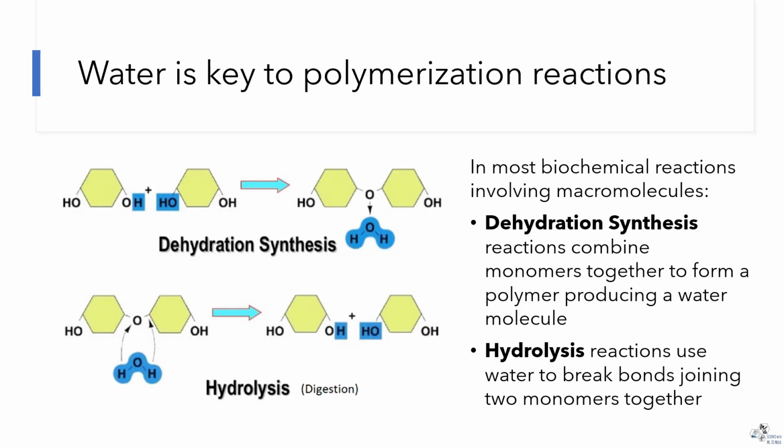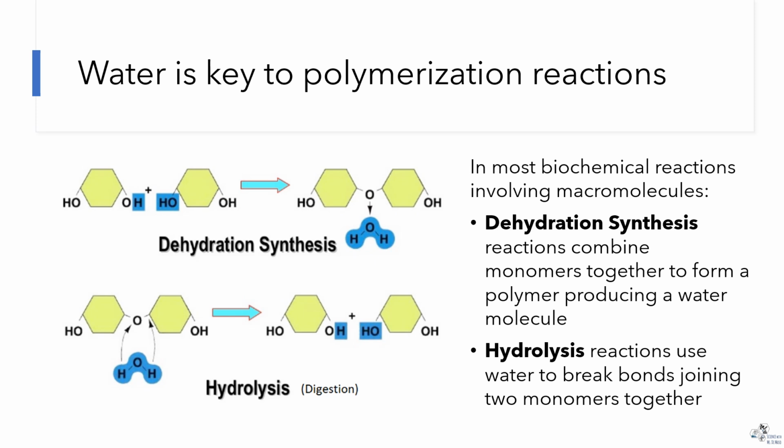And water, once again, is the key to all of these polymerization reactions. So there's two major types of polymerization reactions, and that is dehydration synthesis and hydrolysis. One is forming, one is breaking. So with dehydration synthesis, it's exactly what it sounds like. Synthesis is we're making something, that's what to synthesize is, and dehydration is by removing water. So we are making something by removing a water molecule from the compound.